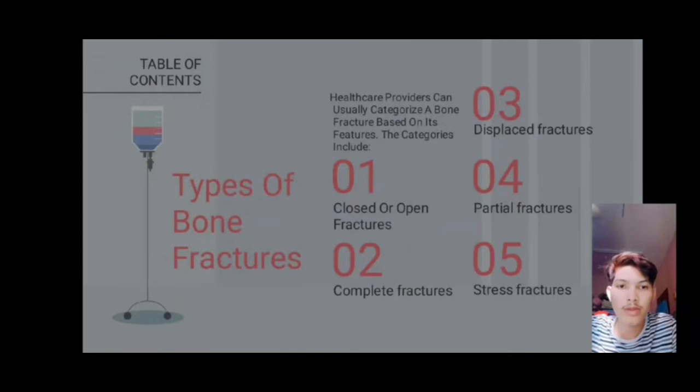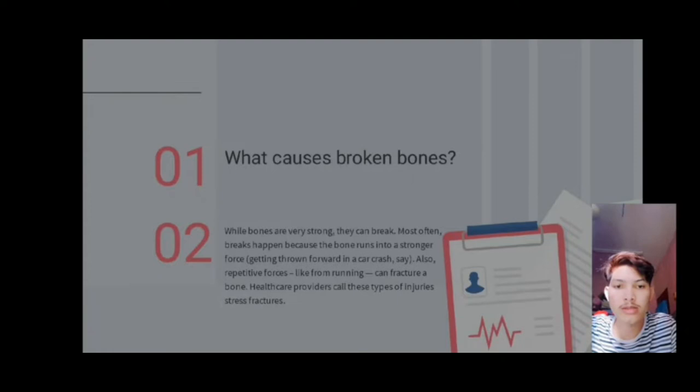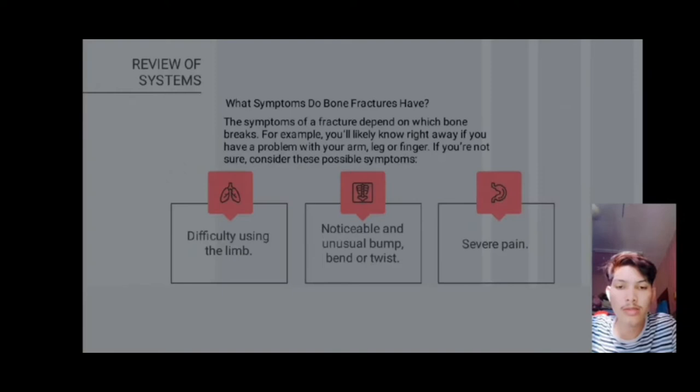What can cause broken bones? Most often breaks happen because the bones run into a stronger force, like getting thrown forward in a car crash. There are 3 symptoms of a bone fracture. First, difficulty using the limb. Second, a noticeable and unusual bump, bend or twist. And third, severe pain.